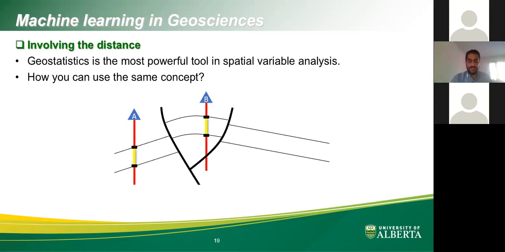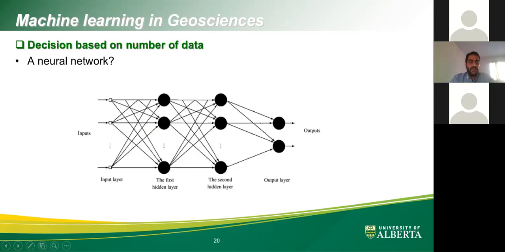If we have extra time, I will talk about it more, but just keep in mind that you have to involve the distance in your modeling. And the next step is a decision based on the number of data, selecting your modeling tool. If your database contains, for example, 1,000 samples, you can use an artificial neural network for your modeling, and I'm sure that you are completely aware of what an artificial neural network is.